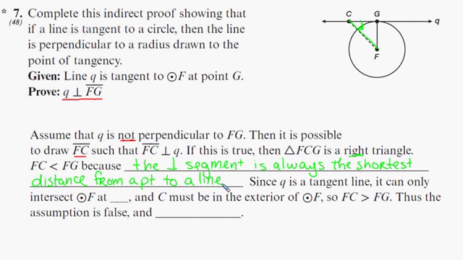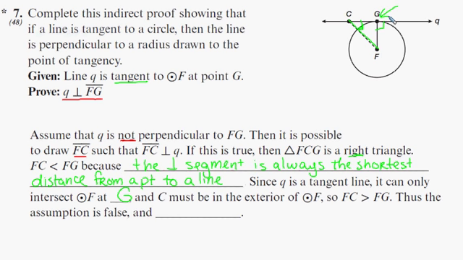Now, notice that they did tell us that Q is tangent to circle F. Well, if Q is tangent to circle F at point G, that means this has to be at a right angle. Uh-oh, we have a contradiction, right? Okay, so since Q is a tangent line, it can only intersect circle F at G, which is what I was just showing you right here.